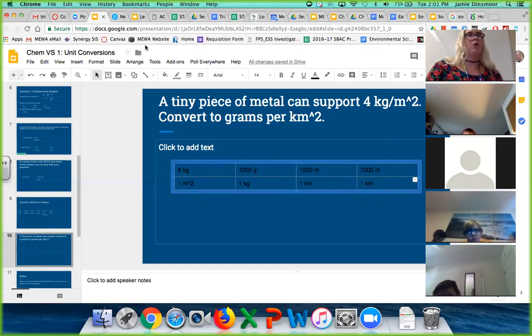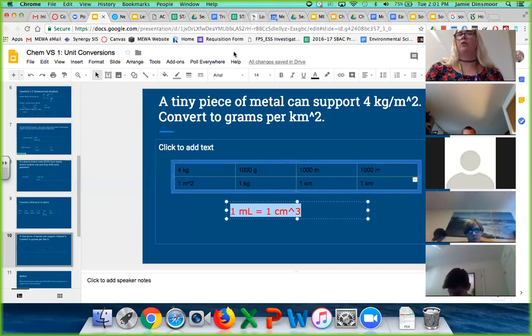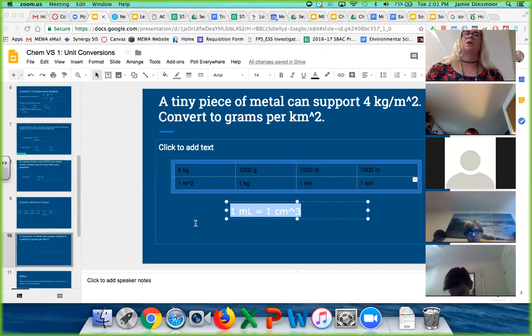There's one other helpful conversion that I will tell you about really quick, which is that 1 milliliter is equal to 1 centimeter cubed. That is a helpful conversion to know. Probably won't come up until much later in the class, right? But those are both measures of volume. However, centimeters is cubed, milliliters is not.